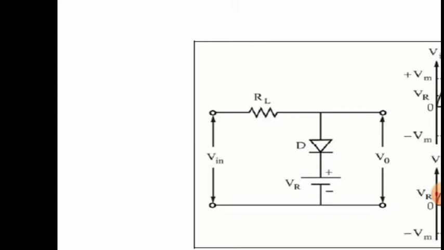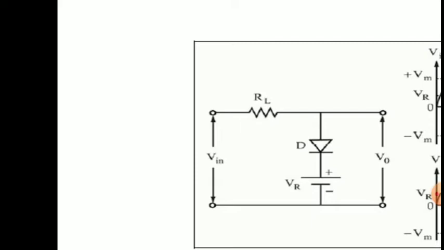Now analyze the circuit. By analyzing the circuit, we can draw the output waveforms. First, analyze the circuit for the positive half cycle of the input. During the positive half cycle, because we have the V reference, we will get the condition whether V input is greater than VR or V input is less than VR. These two conditions: V input is greater than VR or V input is less than VR.